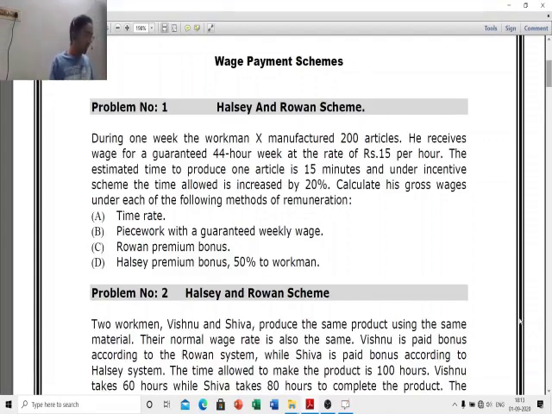Let's just go by following each of these methods and looking at what the gross wages would be. So the first thing that we are asked to do is the time rate basis. So what would a time rate basis mean? Based on the number of hours worked, the rate per unit of time is going to be used. So here the second line of the question tells us that the worker receives wage for a guaranteed 44-hour week. So you're paying him for 44 hours in a week at the rate of rupees 15 per hour. So obviously we understand that when you have to calculate the gross wages, it's going to be 44 hours into rupees 15 per hour.